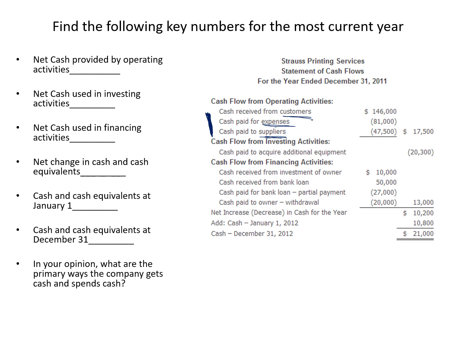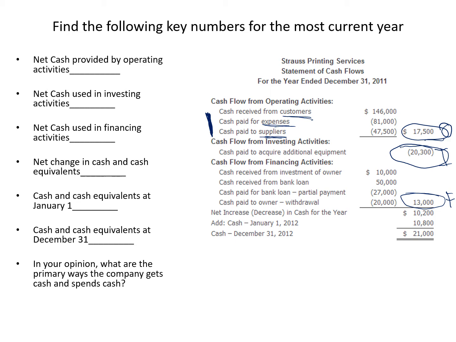So what is the cash provided from operating activities? It is $17,500. What is it for investing? Well, cash went out of $20,300 because we acquired additional equipment. And when we look at financing, it's $13,000 coming in. So financing, investing, and operating.